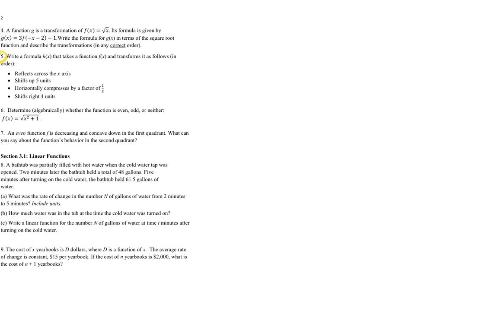So it says, write a formula h of x that takes a function f of x and transforms it as follows in order. So a reflection across the x-axis. Okay, remember, if we have our graph, a reflection across the x-axis means we're flipping it like this, right? So we're really flipping it up and down. And so that means we want to put this negative for the reflection on the outside of our function. So we're going to start with a negative right here. And then it says we have a shift up by 5 units.